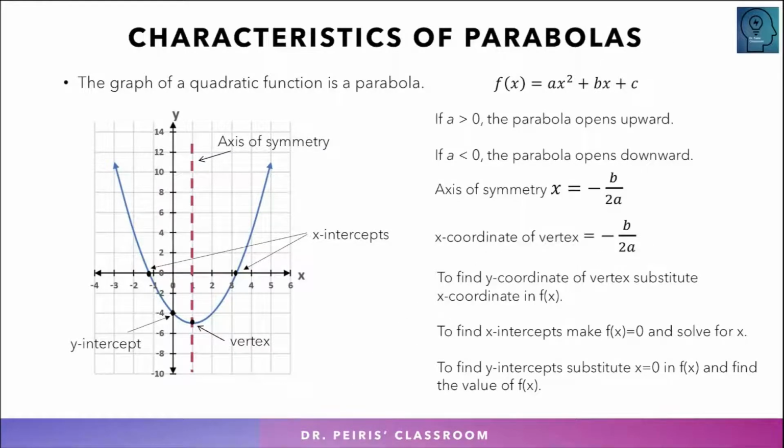And to find the x-intercepts, we need to make y equal 0, because at the x-intercepts the y value is 0. So by making the y value equal to 0, we can find the x-intercepts. Similarly, to find the y-intercept, we need to make x equal 0. So here is the y-intercept. At this point, the value of x is 0. So by substituting x = 0, we can find the y-intercept.